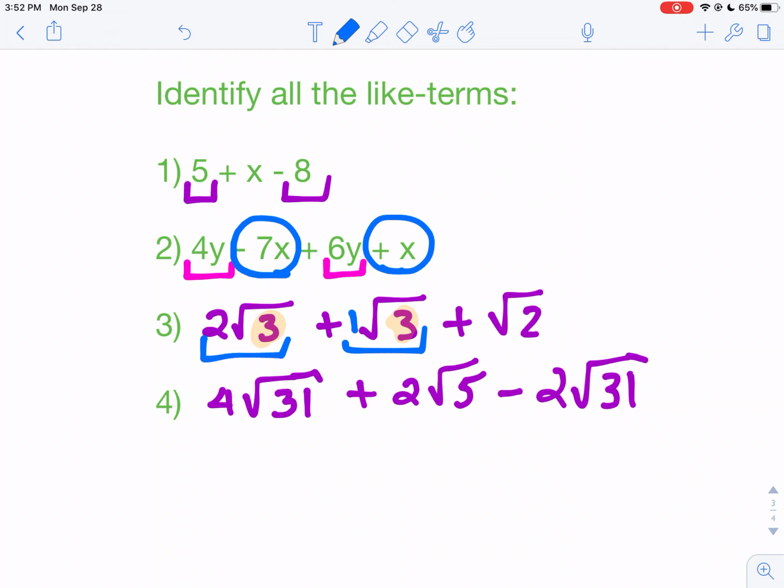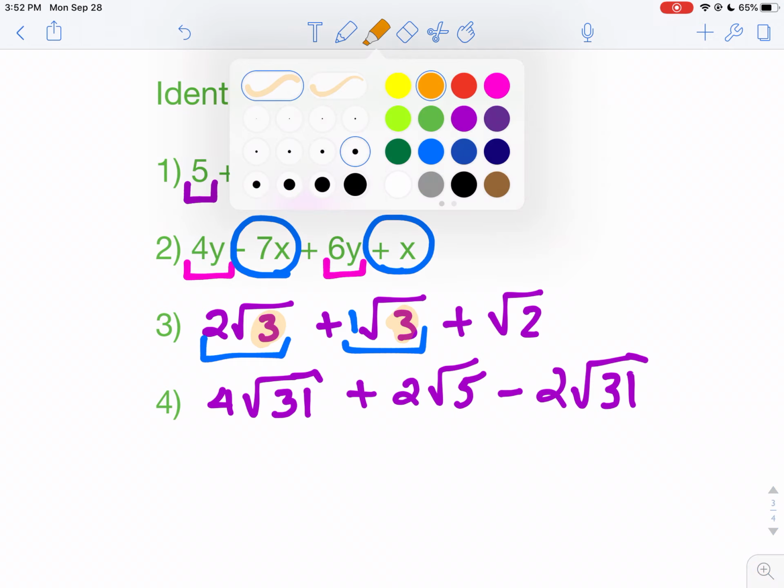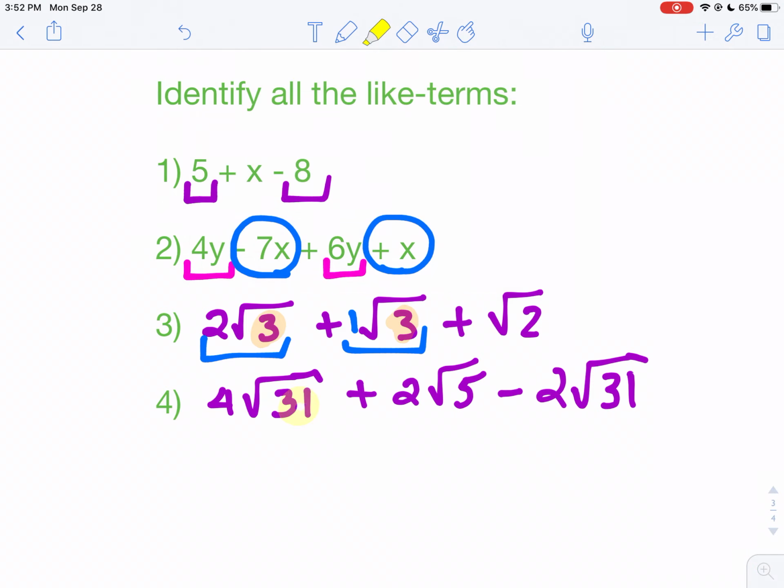All right, same thing with this number 4. Again, I'm going to check the radicand. Here I have a 31. I have a 31 down here. So those two are like terms.